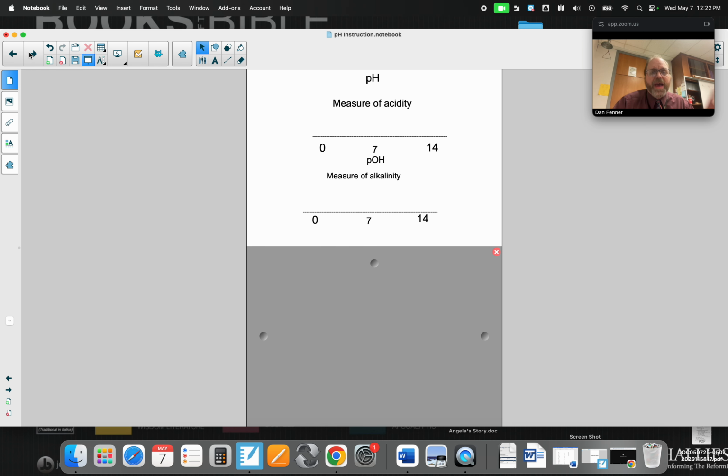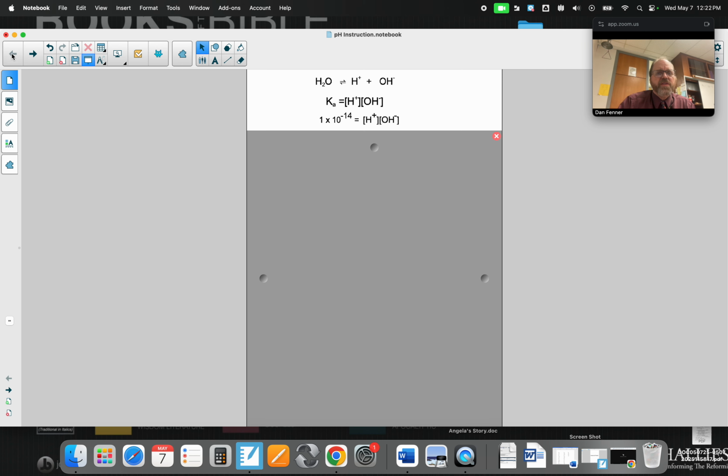Whoops, before I do that, let me talk about what pH is. Whoa, I want to go back. No, I didn't finish the derivation. Logarithms. Now, logarithms are a scale based on 10.